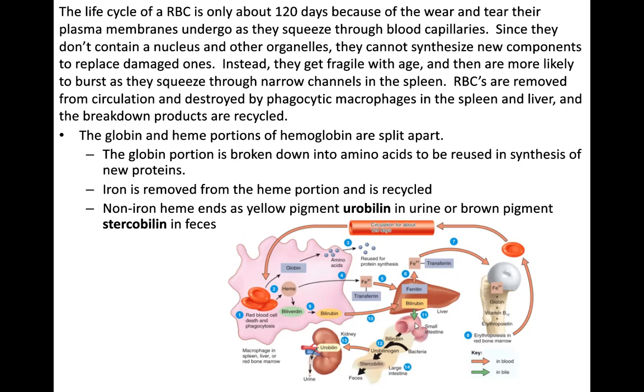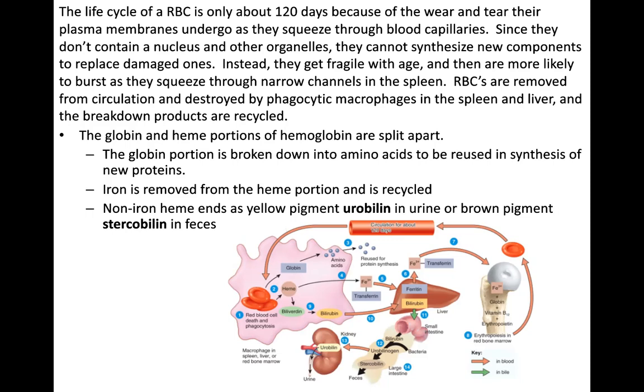Some of that goes into the small intestine and will be converted into stercobilin, which is actually where the brown color to feces comes from. So if you ever wonder why your poop is brown, now you know. The other avenue is to get it out through our pee in the form of urobilin, which is what causes our pee to be yellow. So probably stuff you never really cared to know, but now you do.